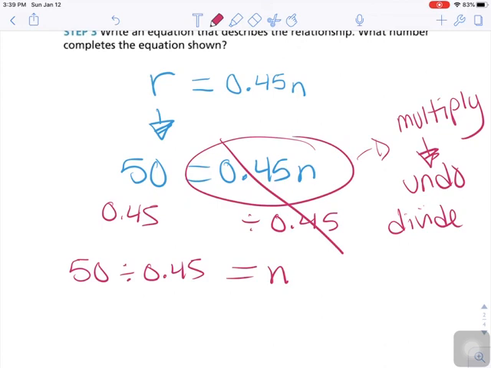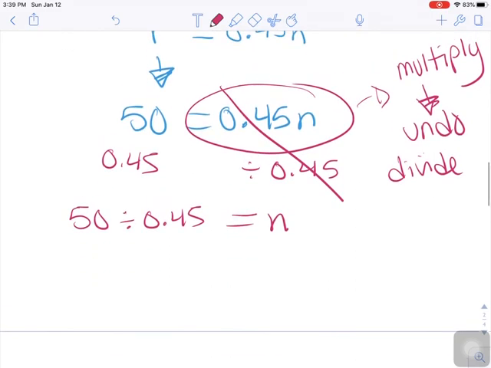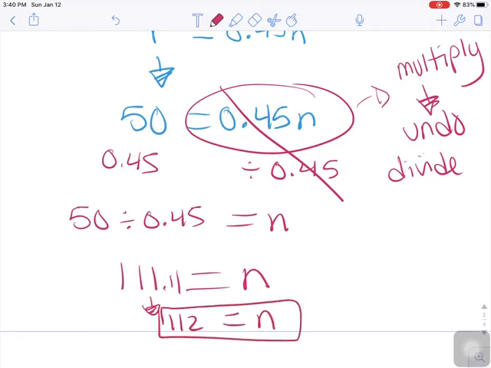So how many pom-poms would we have to sell here? If we actually divide these out, we get around 111, and it's 0.11111. But since we can't sell a tenth of something, we're just going to say we need to sell 111 pom-poms. Actually, since we have to sell a little bit over 111, we're just going to round it up and say 112 to exactly make our $50.